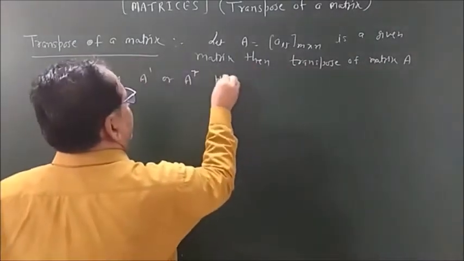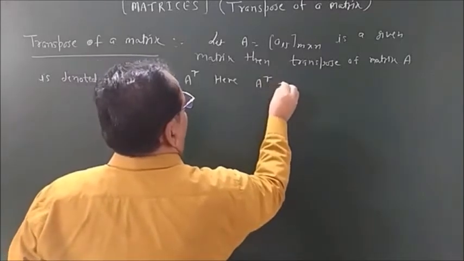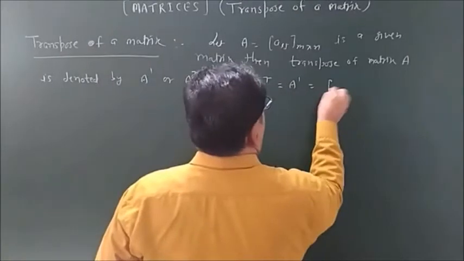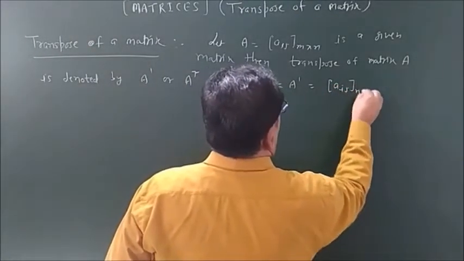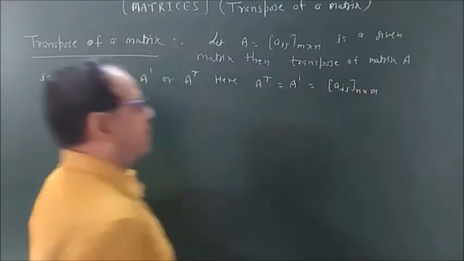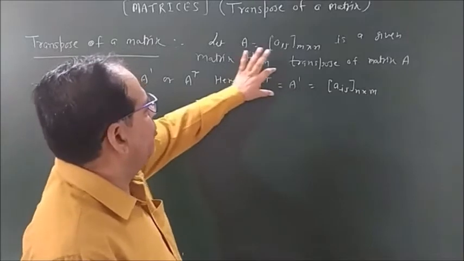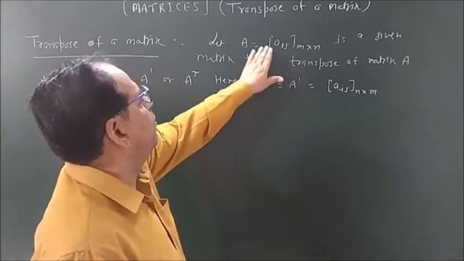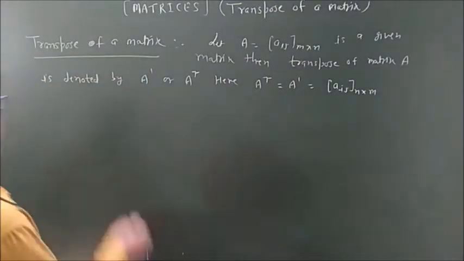Here A transpose equal to A dash equal to [Aij] of order n cross m. Now this shows that the transpose, which can be obtained by interchanging the rows and columns of the given matrix, is called the transpose of a matrix.